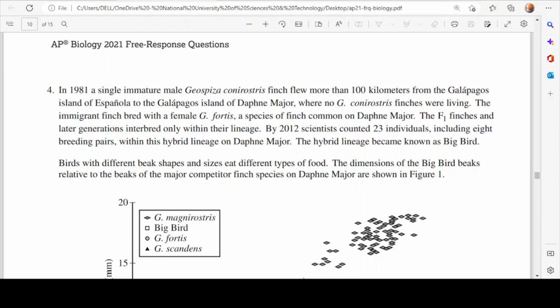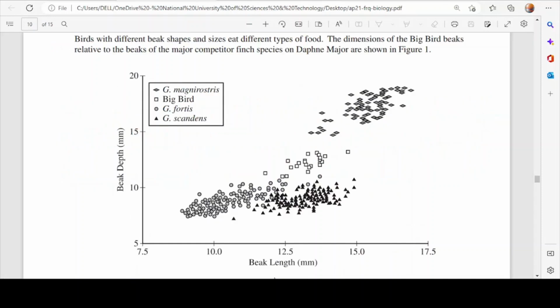Question 4 of the AP Biology exam says that a bird, Geospiza conirostris, bred with a female Geospiza fortis, which is a species of finch, common on Daphne Major. Now, the breeding between these two finches led to the formation of a hybrid lineage which became known as the big bird.